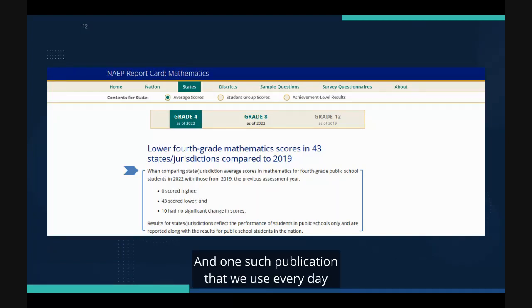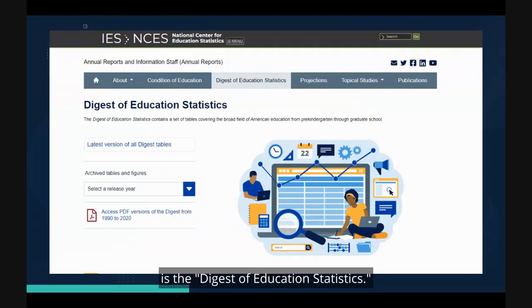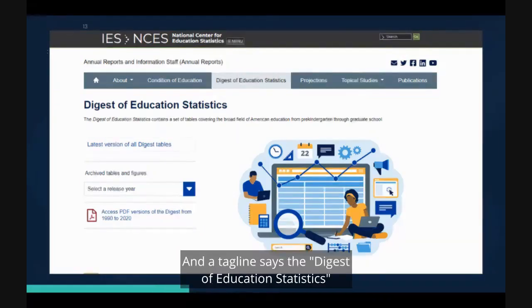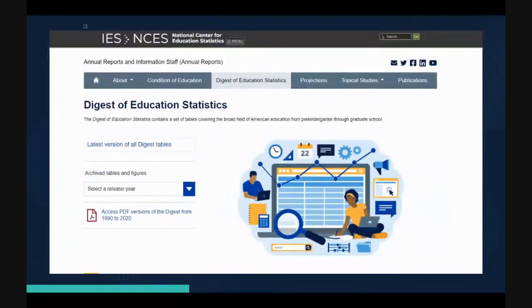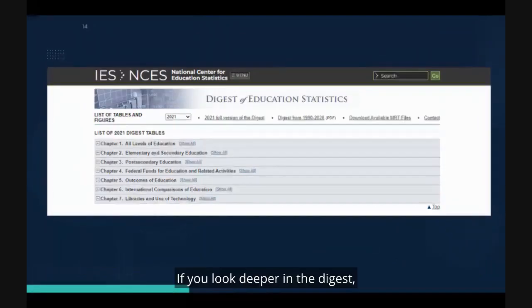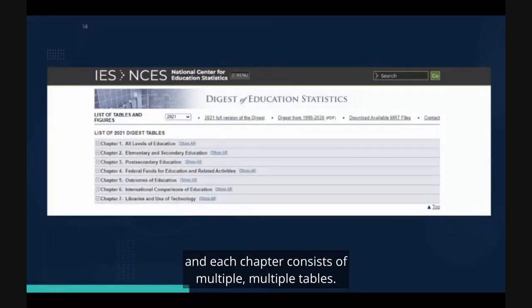And one such publication that we use every day is the Digest of Education Statistics. And its tagline says, the Digest of Education Statistics contains a set of tables covering the broad field of American education from pre-K through grad school. If you look deeper in the digest, and this is the 2021 digest tables, you see that there are 7 chapters, and each chapter consists of multiple tables.